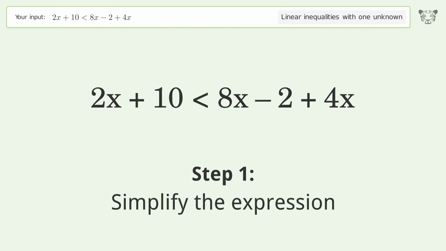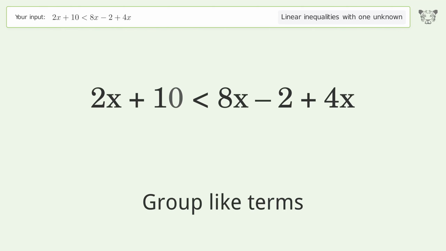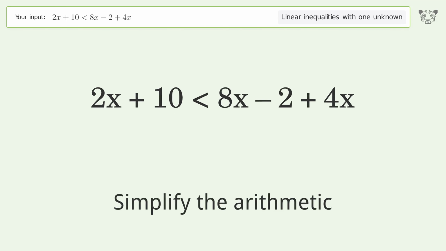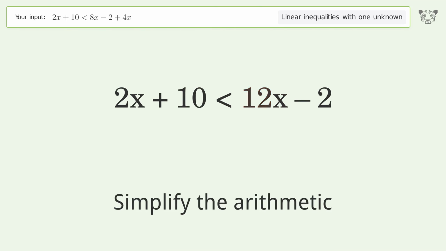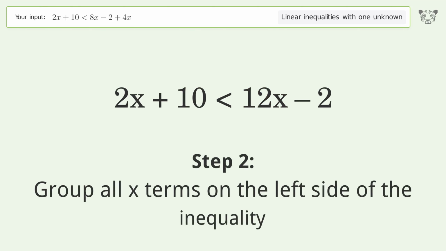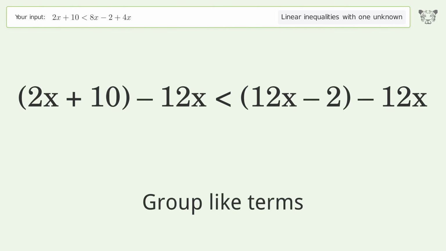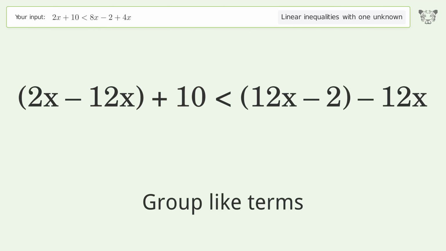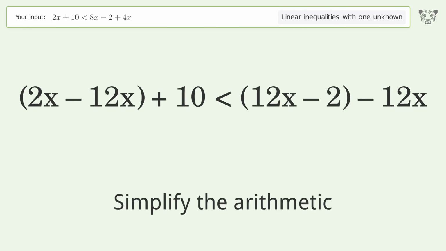Simplify the expression. Group like terms. Simplify the arithmetic. Group all x terms on the left side of the inequality. Subtract 12x from both sides. Group like terms. Simplify the arithmetic.